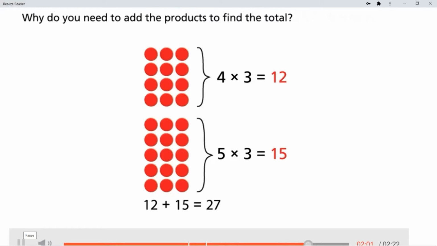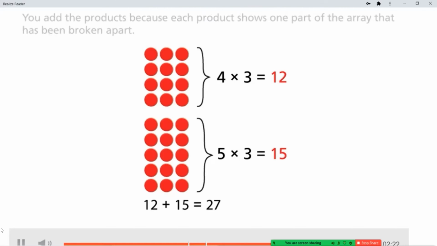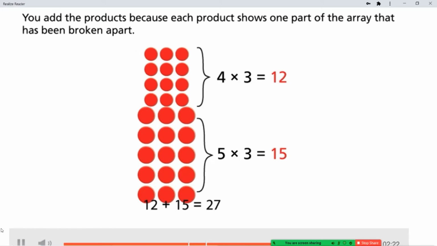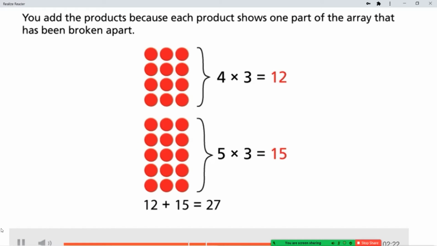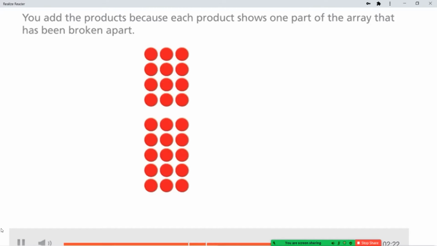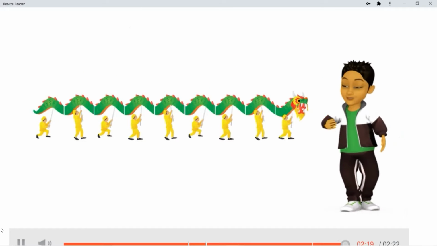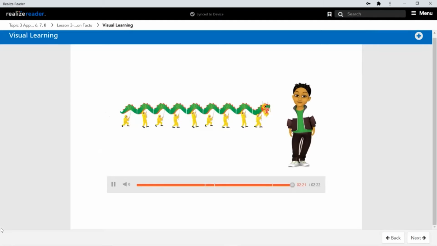Why do you need to add the products to find the total? You add the products because each product shows one part of the array that has been broken apart. Now you know how to use strategies to multiply.